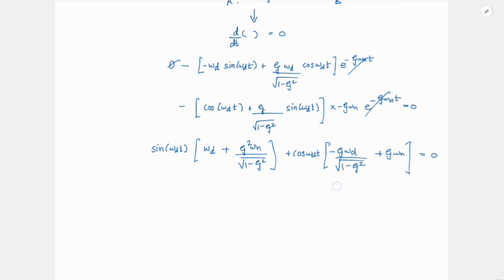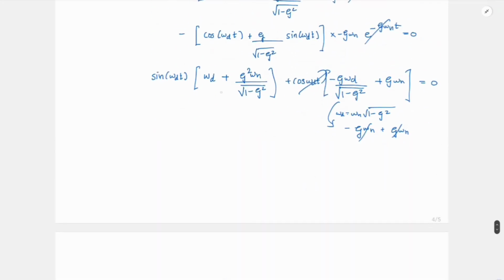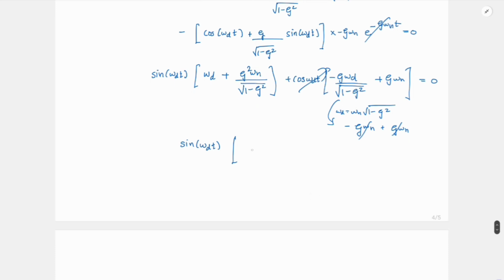Now omega d itself is nothing but omega n root of 1 minus zeta square. So this term is nothing but minus zeta omega n, right? And I have here plus zeta omega n. So this cancels. So my cos term totally vanishes, and I have only my sine term. So sine omega dt into, can this term go to 0? No, right? This term is a non-zero quantity. So this is equal to 0.